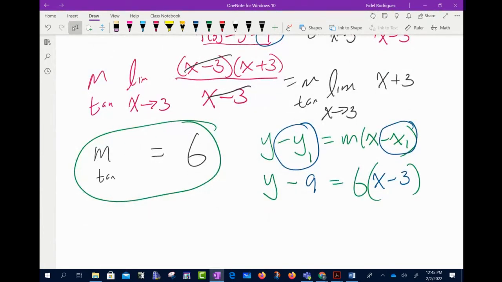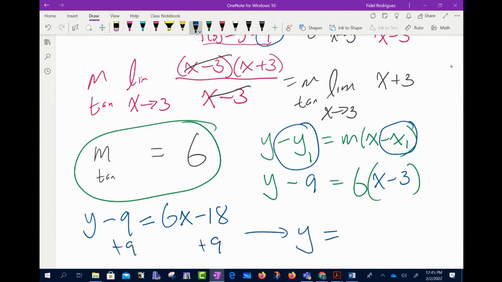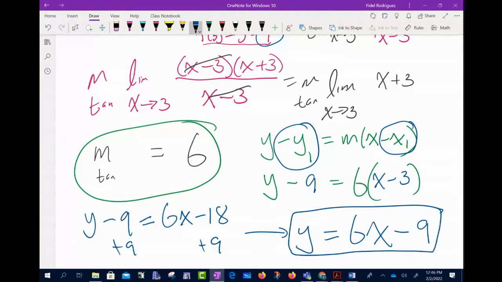So now, let's go ahead and solve this equation for y. So I'm going to have y minus 9 equals, everybody agrees, 6x minus 18. And then we can add 9 to both sides, and we end up with y equal to 6x minus 9. There you go. And there's the equation of our tangent line at that point.